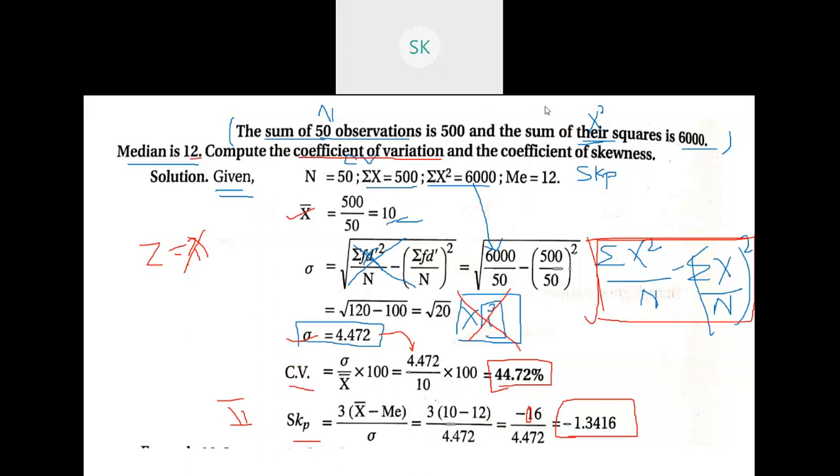Okay, this can be asked for 6 marks. Any doubt in this problem? Any part you want me to explain again, or are you clear with the whole problem?